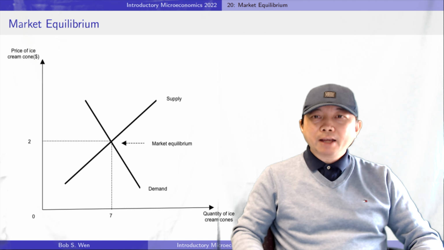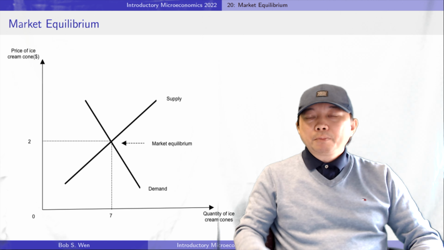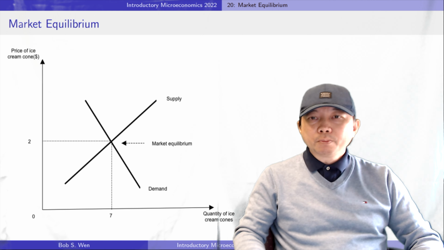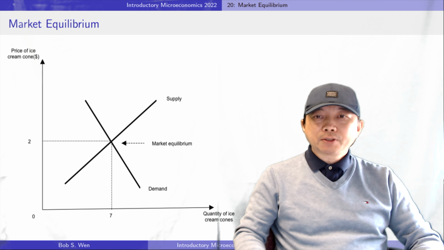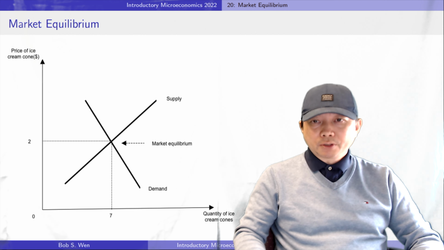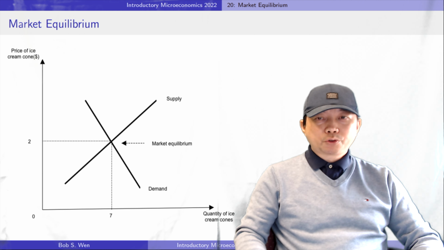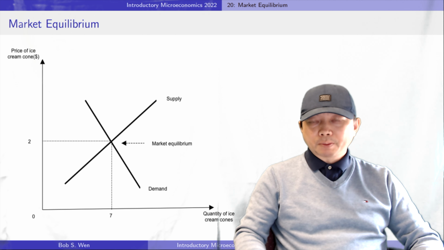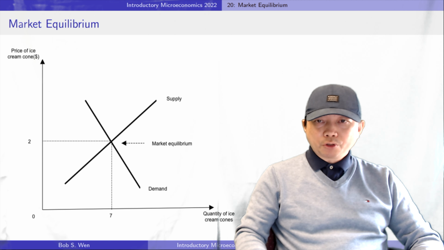In the supply and demand diagram, the demand curve shows the quantity of ice cream consumers wish to purchase at any given price, holding constant the other factors that influence the consumer's purchase decisions. The supply curve illustrates the quantity of ice cream supplied by firms for each price level, holding other things that affect the firm's supply decisions fixed.